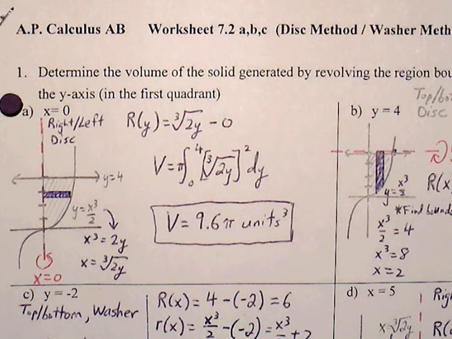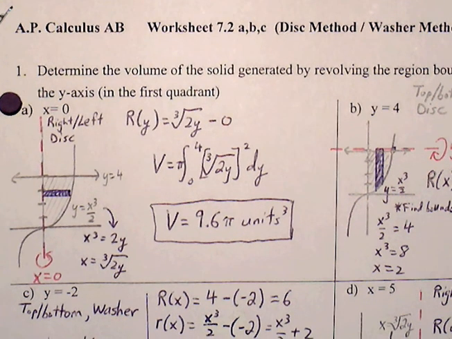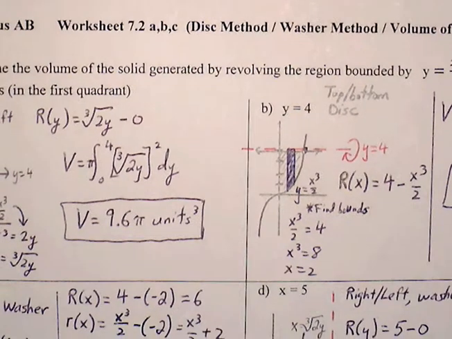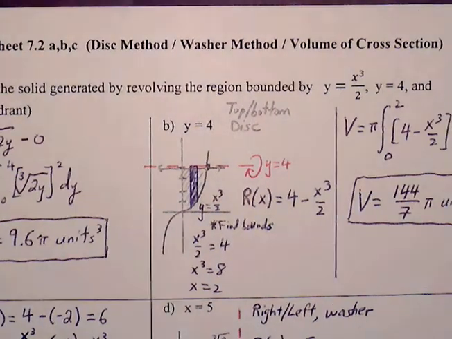All right, let's look at some problems from this quiz review worksheet over 7.2 A, B, and C. So this is going to cover the disk method, washer method, and volume of known cross sections.